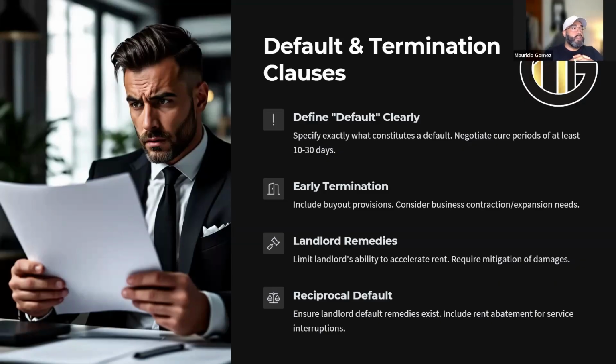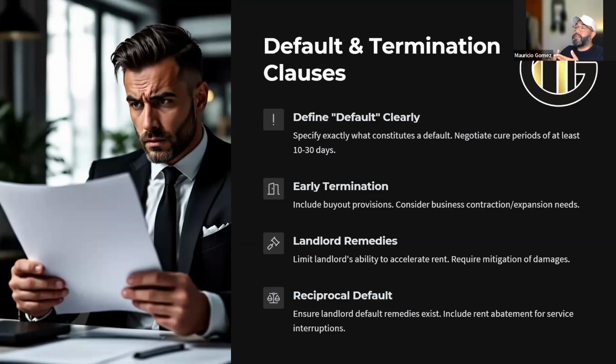Early termination. Include a buyout provision. Consider business contraction and expansion needs. This one's tough. This one's a touchy one because every tenant is going to want to get some sort of early termination clause in their contract in case business doesn't do well. In this market, it's very difficult because we already went through a very rough market where a lot of the tenants defaulted and left. So now landlords are bitter.